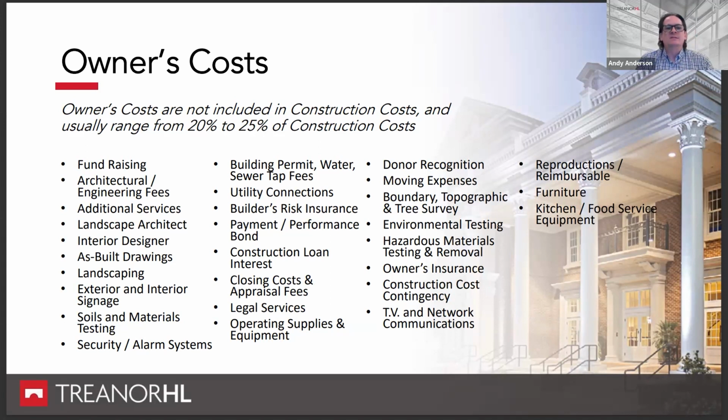And the point of this is just to make sure if you're planning a project that you allocate a certain percentage of your budget to account for all of these soft costs. And again, they usually range from 20 to 25% of whatever the construction cost is, in addition, for owner's costs. The one that's in here says construction cost contingency. That's probably one of the most important ones to maintain.